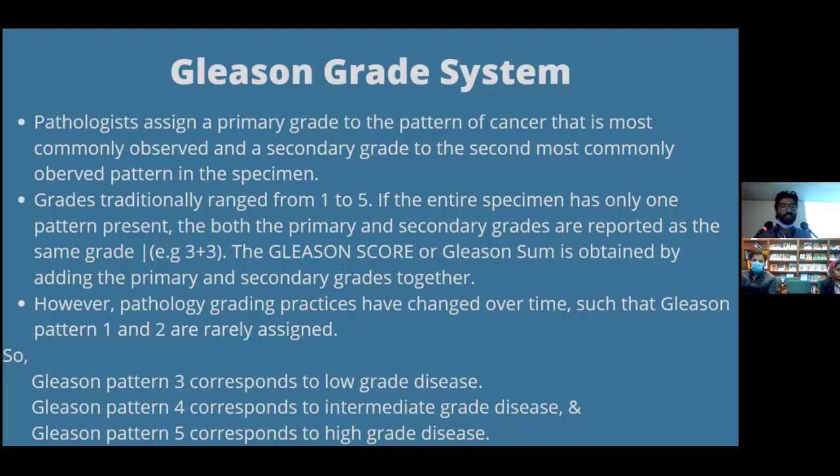However, pathology grading practices have changed over time, such that Gleason pattern 1 and 2 are rarely assigned. So Gleason pattern 3 corresponds to low-grade disease, pattern 4 corresponds to intermediate grade, and pattern 5 corresponds to high-grade disease.